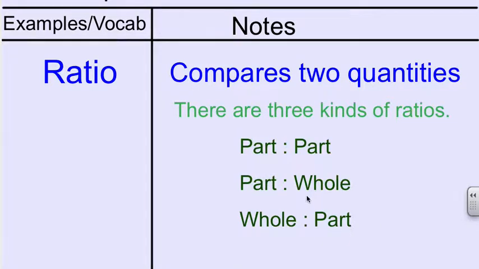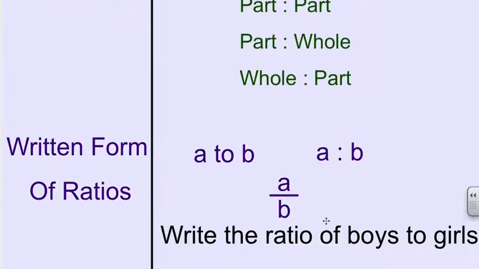So there are different types of ratios. We usually will only deal with these first two, but the bottom kind might pop up as well. And that just switches the order in which we talk about it. How many total parts, or whole, is there compared to the part.